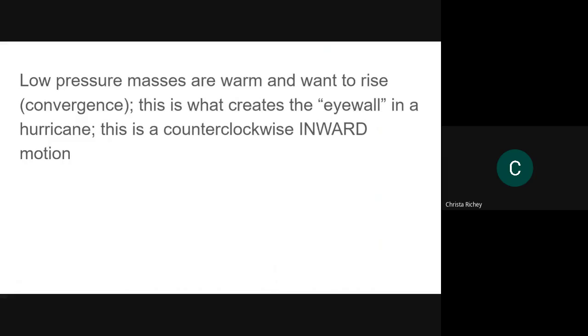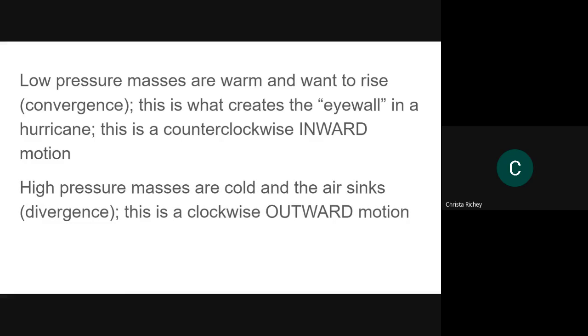All right, low pressure masses, warmer air, they want to rise. We call this convergence. We've got, once again, counterclockwise inward motion, which is what helps create the eye wall. Cold air then comes down through the center, and that's the calm of the storm. High pressures are cold. They move faster in general. You have clockwise outward motion, which is called divergence. The cold air sinks.